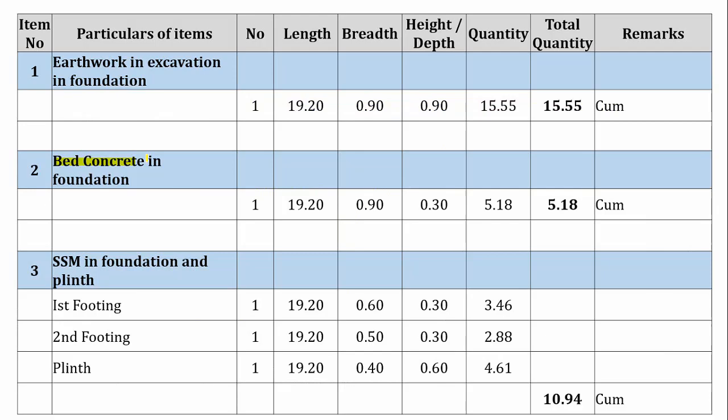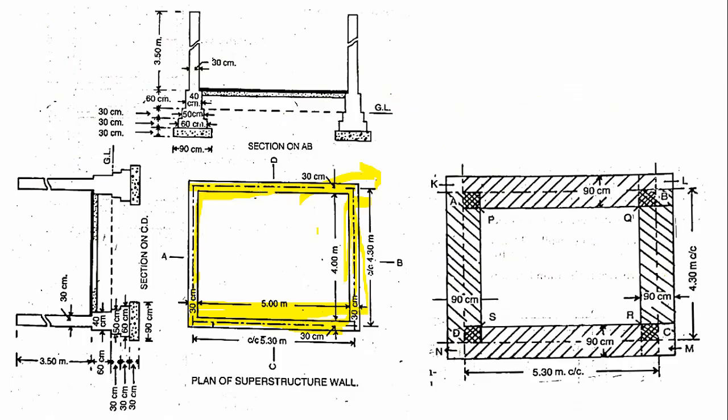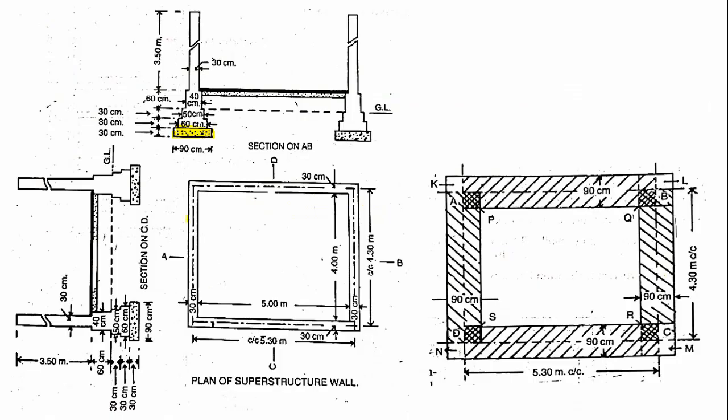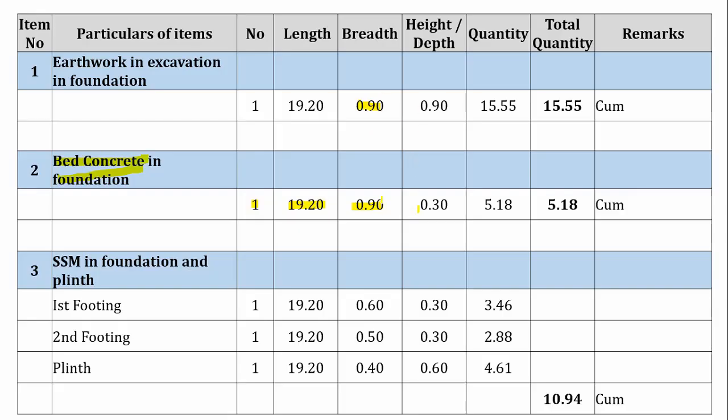Next we will go to the bed concrete in foundation. We will calculate this quantity now. The length will remain the same, 1 number, 19.2, as the width of excavation is equal to the width of bed concrete. So the length remains the same, multiplied by breadth, 90 centimeters, and depth, which you can see is 30 centimeters. Multiply, and you get the answer, 5.18 cubic meters.